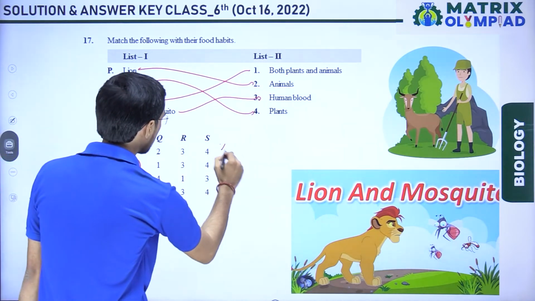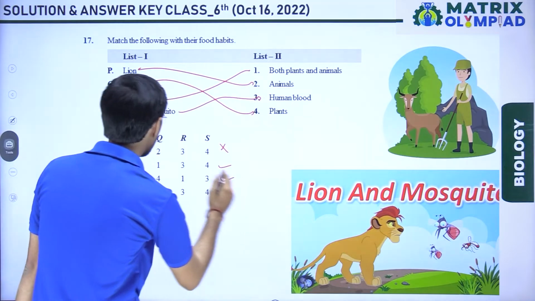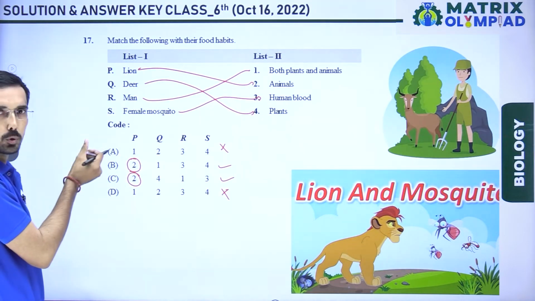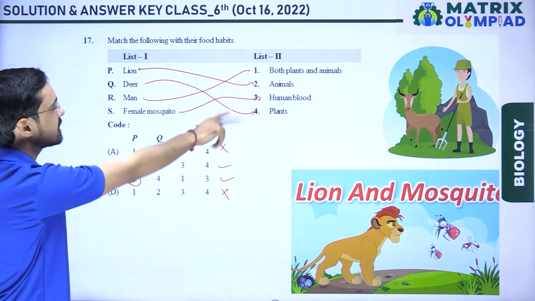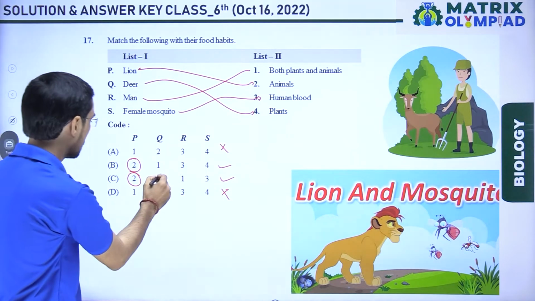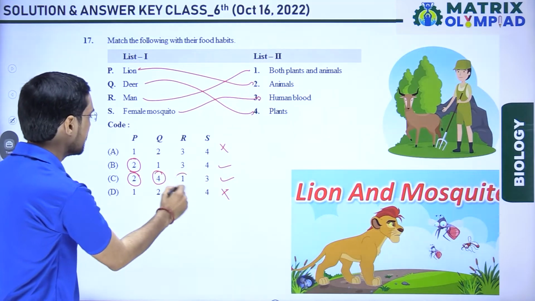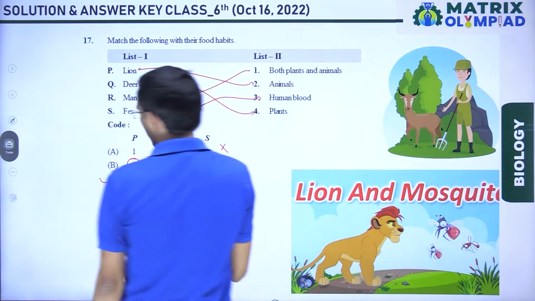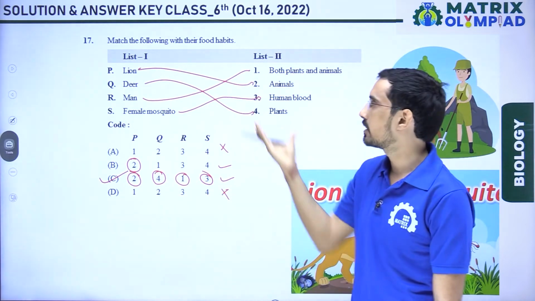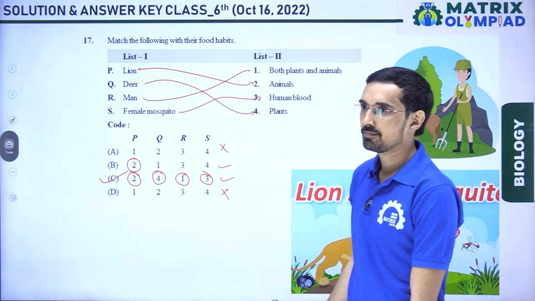Now move to the next, other options are wrong for us. Now we have to find out from these 2 sections only. Now move to the second thing, deer. Deer eats plants only. So our third option will be most appropriate according to the given options. So C will be most appropriate for us in the given measure column.